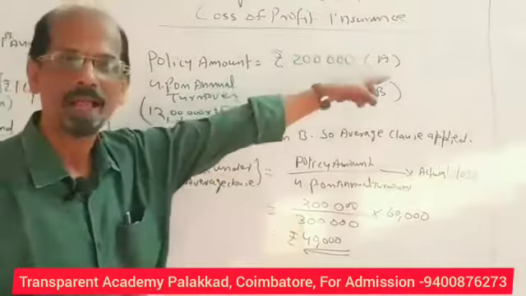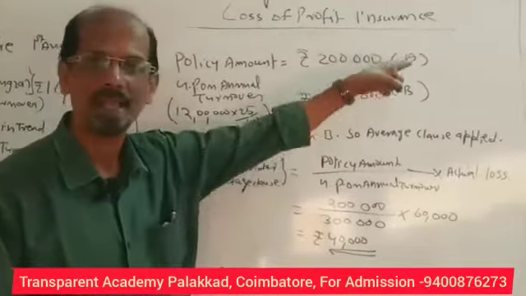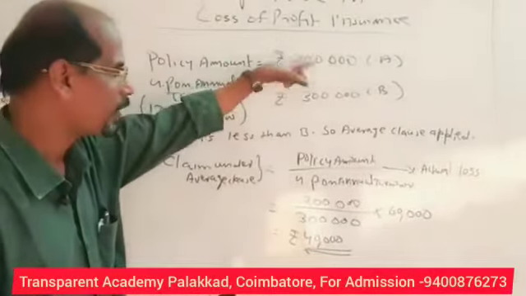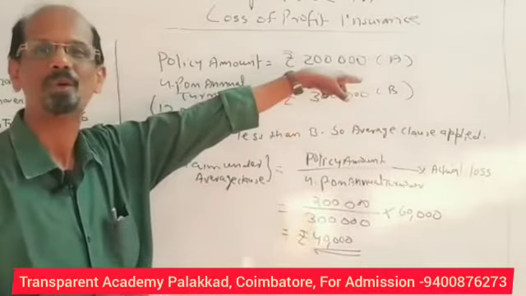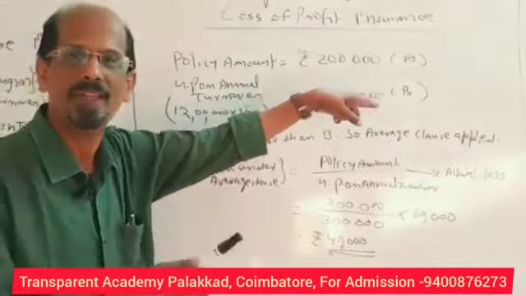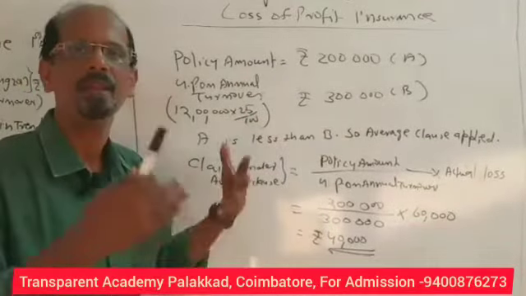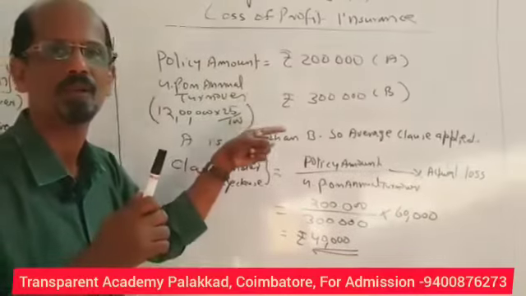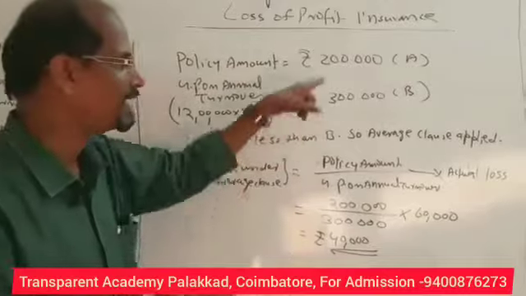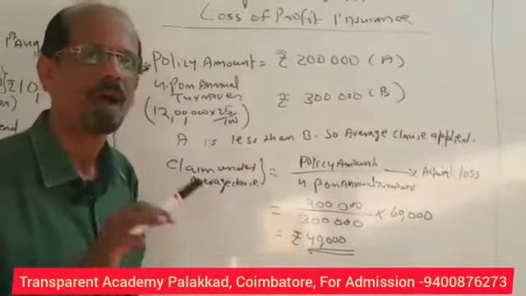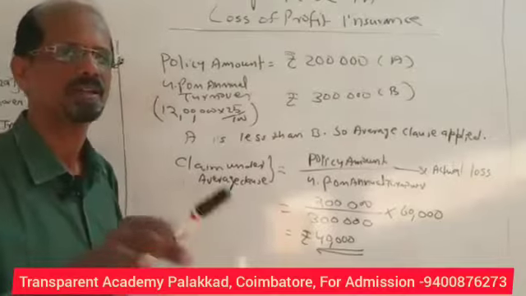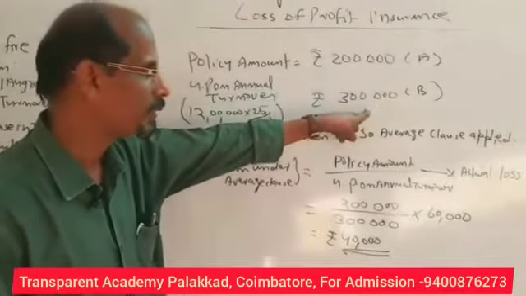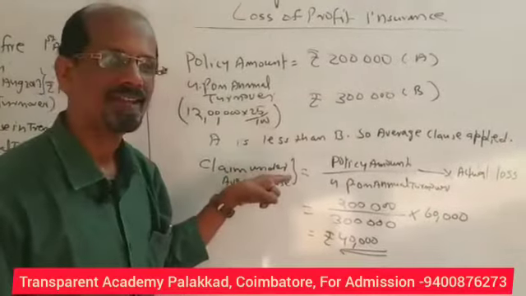So policy amount 2 lakh A, GP on annual turnover 3 lakh B. Compare it. What do you get? The policy amount is less than the GP on annual turnover. So in order to know whether average clause is to be applied in loss of profit insurance, we have to compare two things, policy amount and GP on annual turnover. If the policy amount is less than the GP on annual turnover, we have to apply average clause because there is under insurance. So in this case, we will apply average clause.